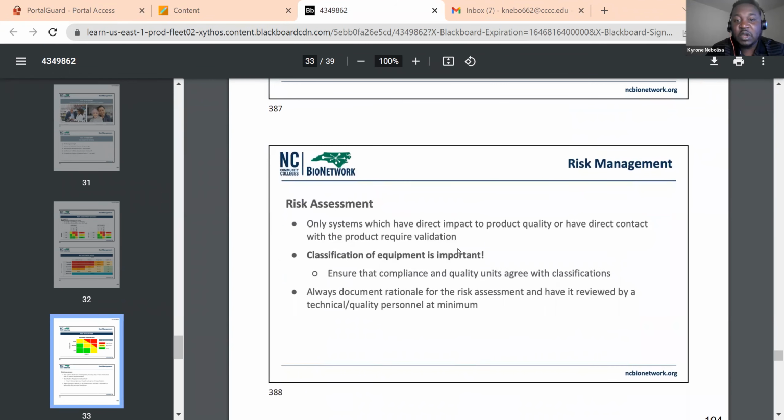So, risk assessment. Only systems which have direct impact to product quality or have direct contact with product require validation, so classification of equipment is important. Ensure that compliance and quality units agree with classifications, and always document the rationale for the risk assessment and have it reviewed by technical quality personnel at minimum. So these are things you need to think of when doing your risk assessment: who reviews it, who approves it, and then doing the classification and using these risk assessment matrices to help you get to your assessment.